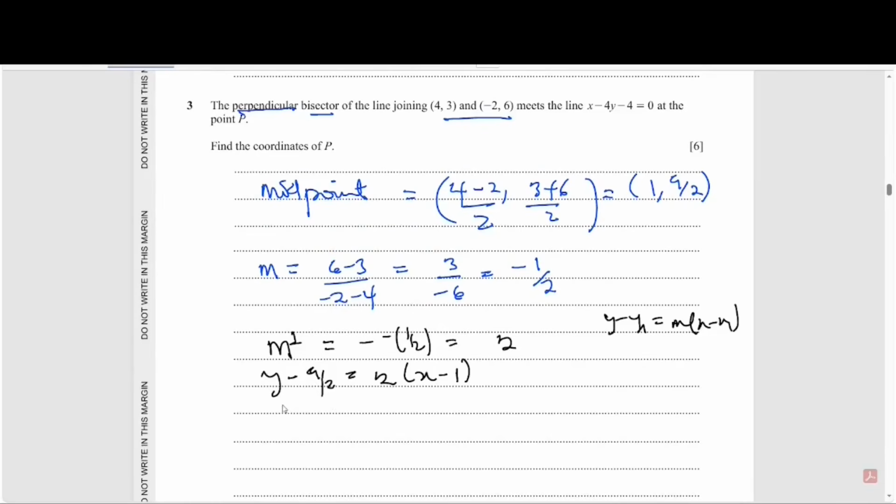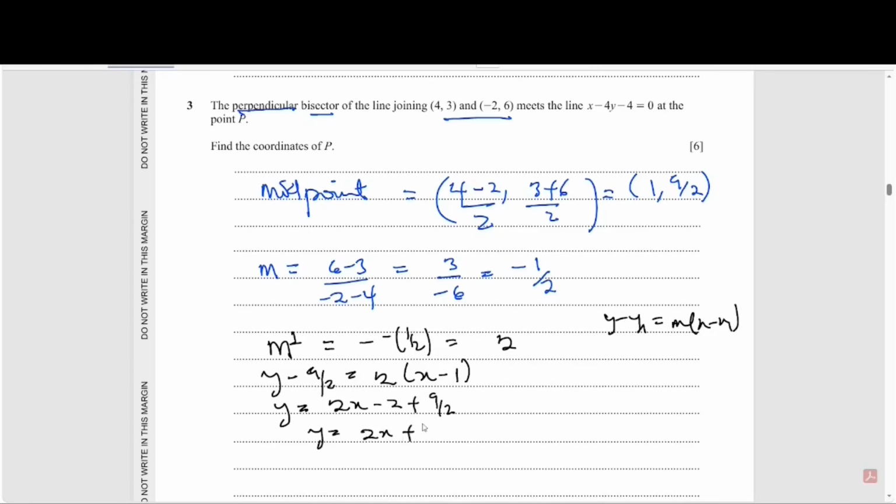We have y is equal to, so I'm going to send the 9 over 2 to the other side, so that I have 2x minus 2 plus 9 over 2. We have y is equal to 2x, and then 9 minus 4 is 5.